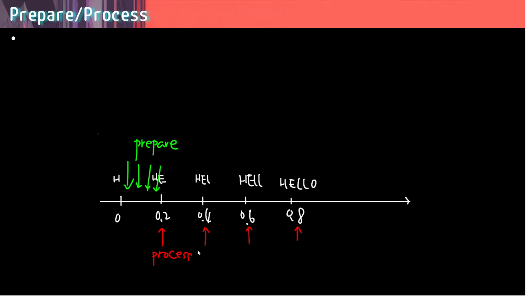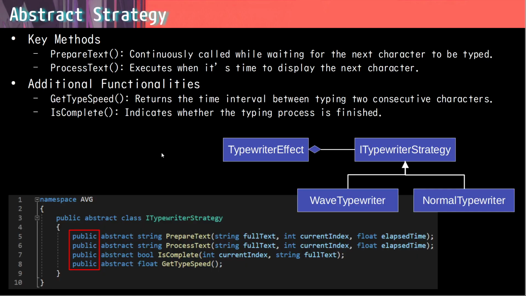Okay, great. So the process is responsible for putting the new character. And the prepare is taking the responsibility of making the new character morph or showing some effect. So that's the idea behind it. So this concludes the two methods over here.